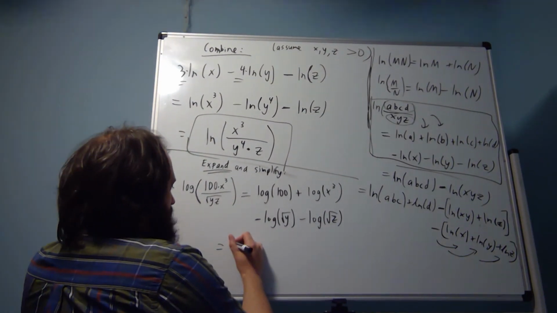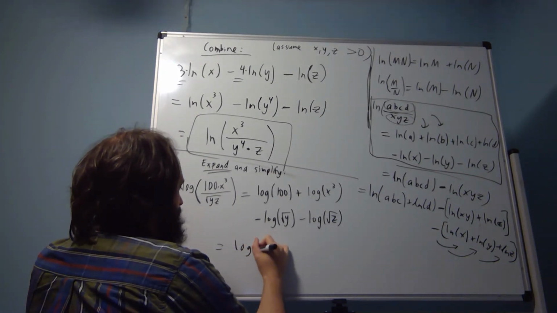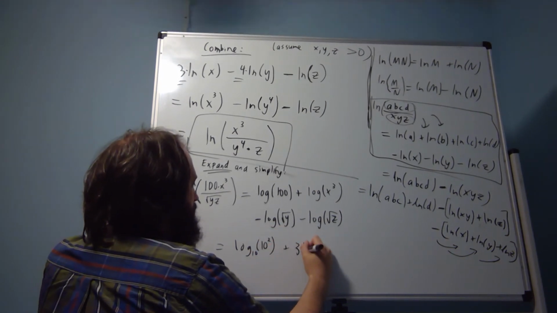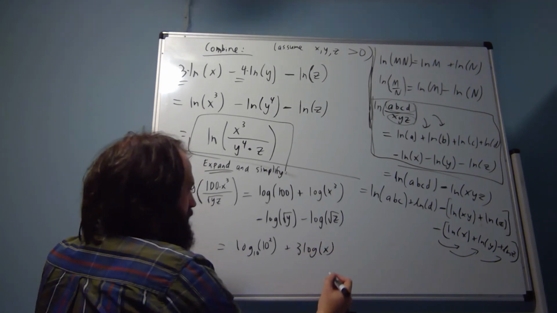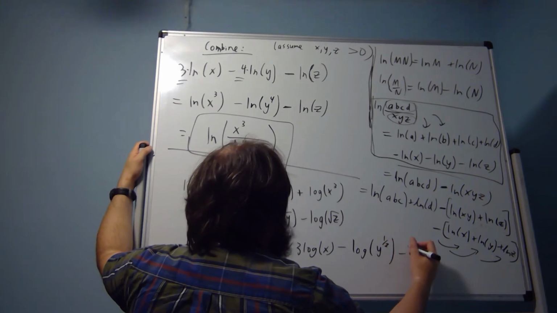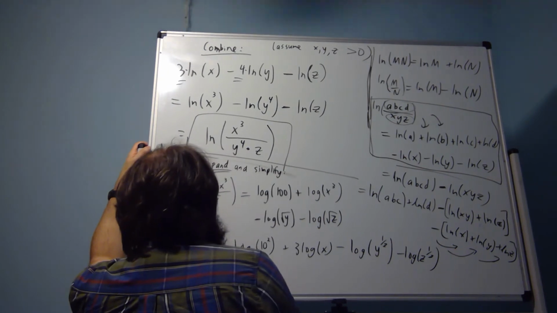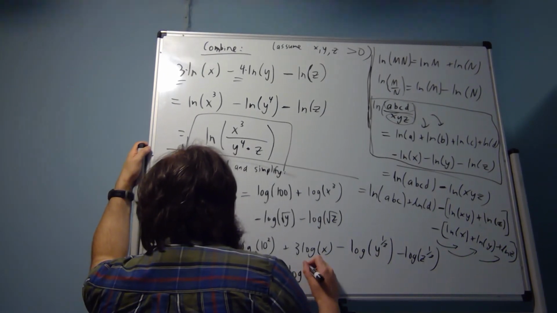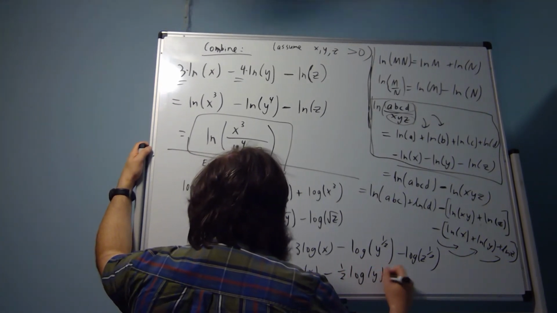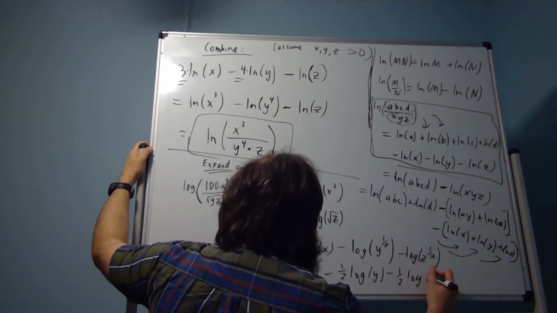Those two are kind of similar to each other, but this is log base 10 of 10 squared plus 3 log of x minus, this is log of y to the 1/2 minus log of z to the 1/2. So we get 2 plus 3 log of x minus 1/2 log of y minus 1/2 log of z.